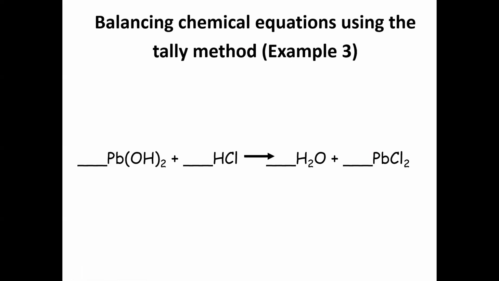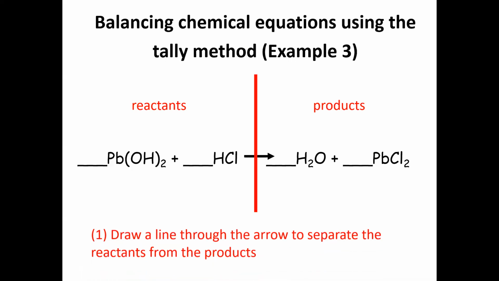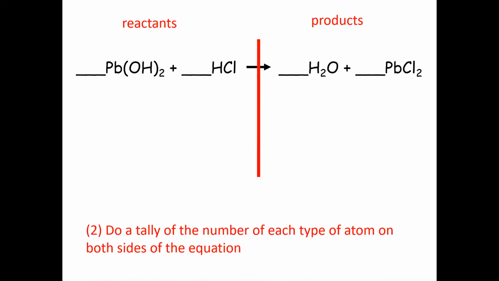Pick something different. Do not pick something that appears in more than one compound on the same side of the equation. So again, identify your reactants and your products, draw your line to separate them, and then complete your tally. So on this side, the reactant side, you have 1 lead atom. And because of that 2 outside the brackets, you have 2 oxygens and you have 2 hydrogens.